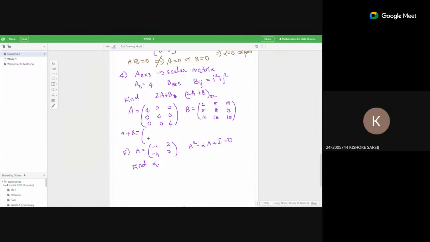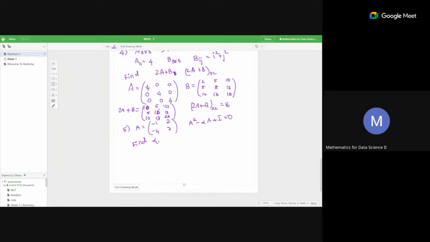So what is A plus B? And 2A plus B. So 2A plus B, the first entry here is now 8 plus 2 is 10. And again 8 plus 8 is 16. And at the last, 18 plus 8 is 26. So what is the 2A plus B 2-2 entry? 16, ma'am.